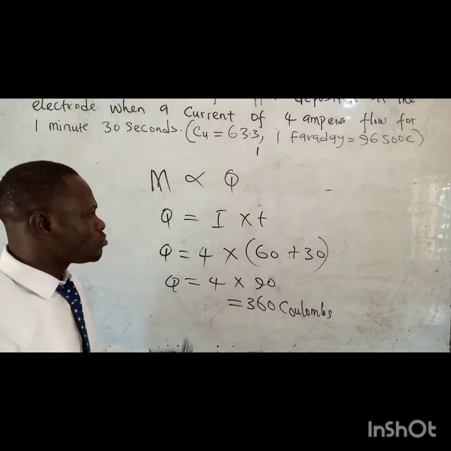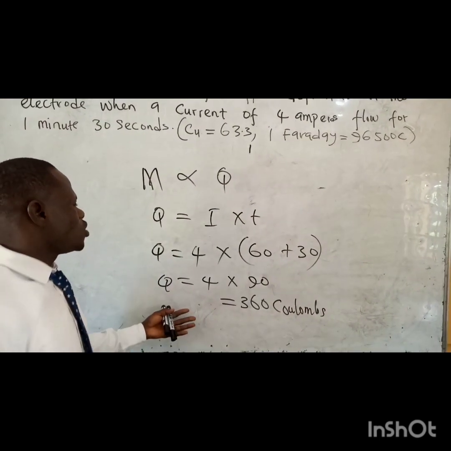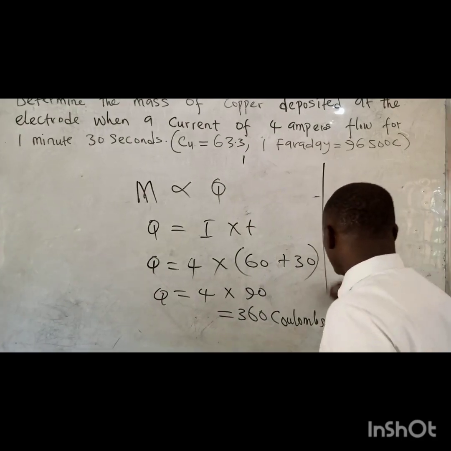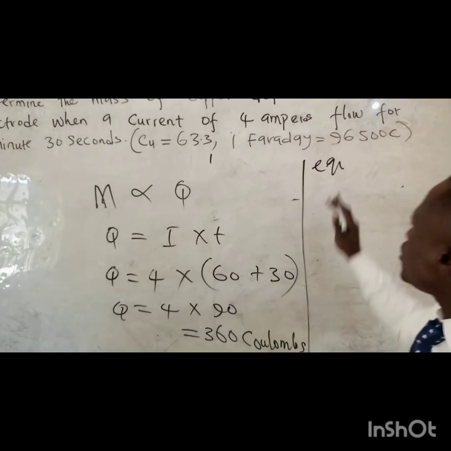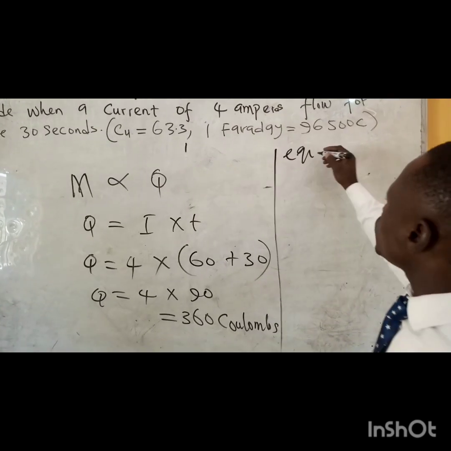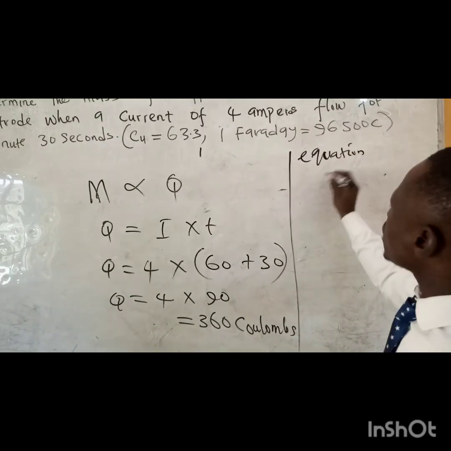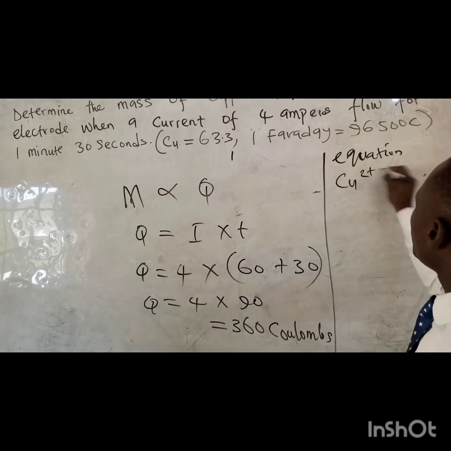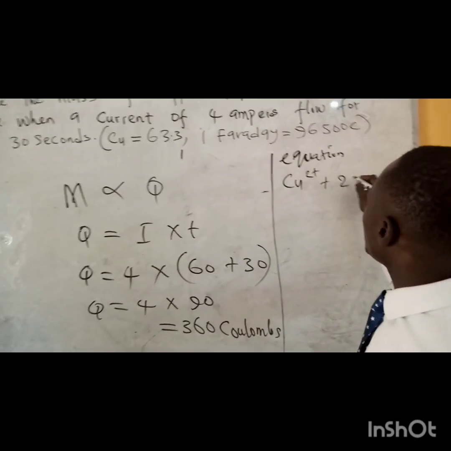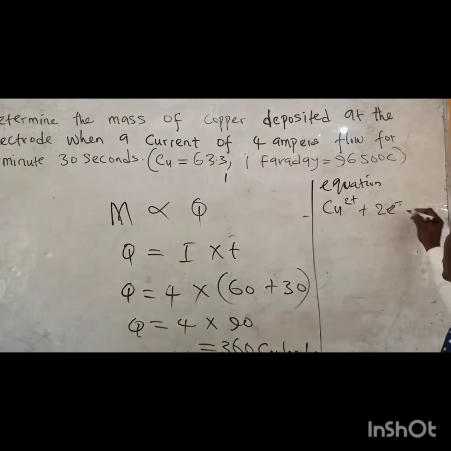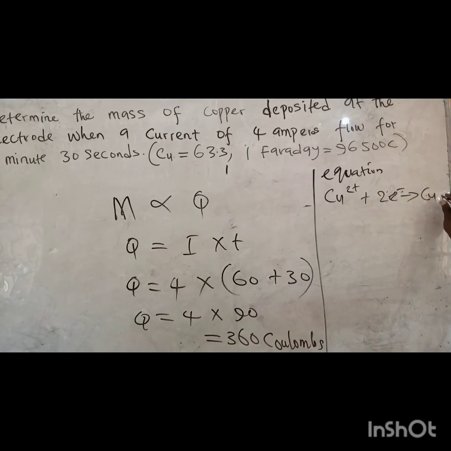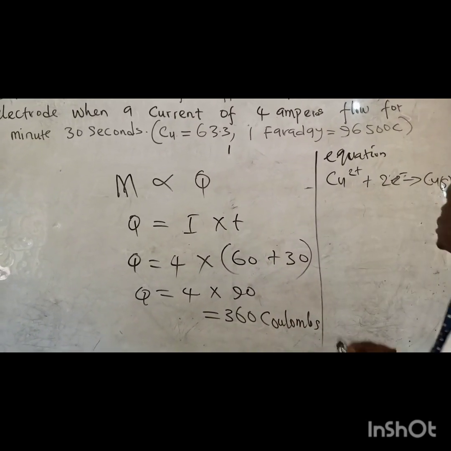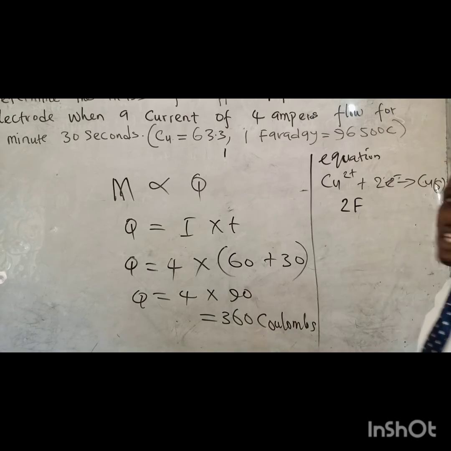So the next step, we have to look from the equation. The second step is the equation of the reaction. We have Cu2+ plus 2 electrons gives Cu, which is solid. That is, copper is in solid state. Because of these 2 electrons, it means that it has 2 Faradays. Do you understand?